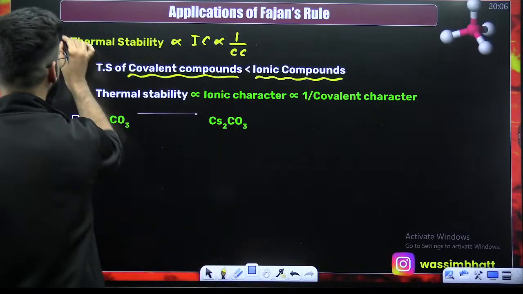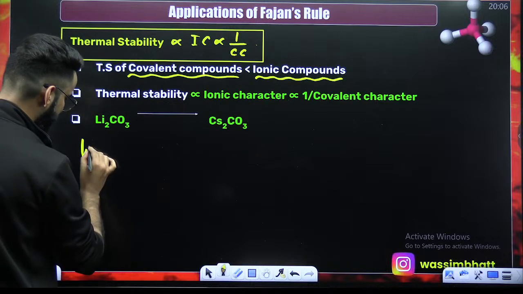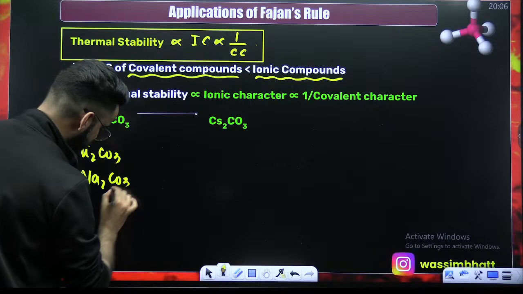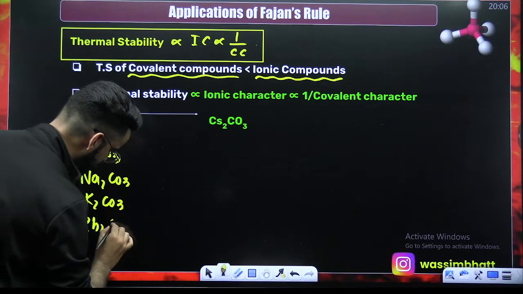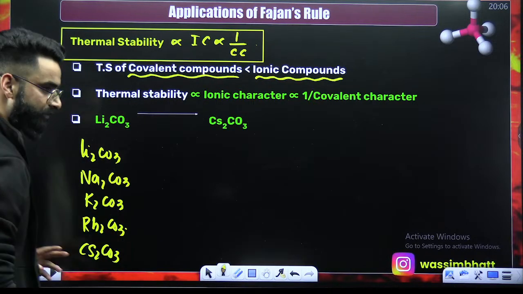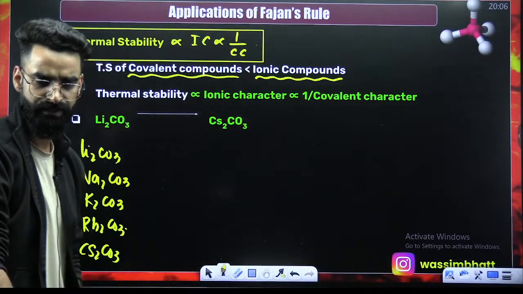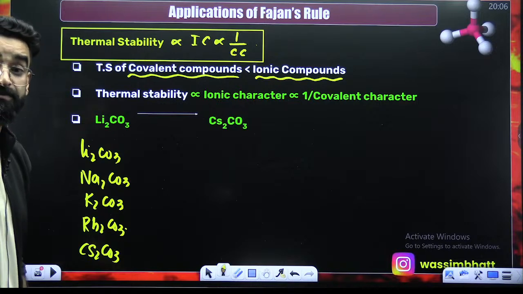Simple. Now, for example, this is the question. You have got lithium carbonate, sodium carbonate, potassium carbonate, rubidium carbonate, and cesium carbonate. These are the carbonates of group first elements. Understand? Tell me, which one is thermally more stable? Talk in terms of Fajan's rules.